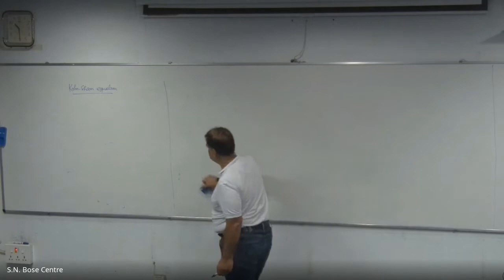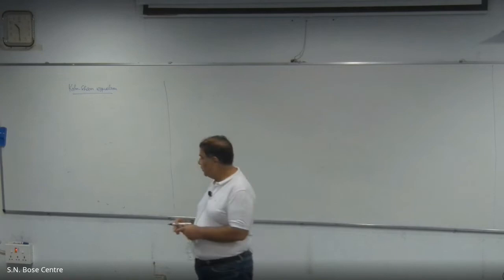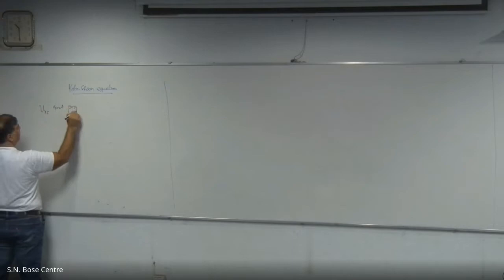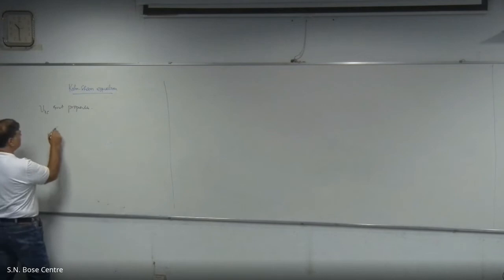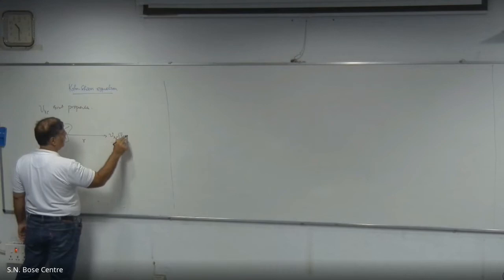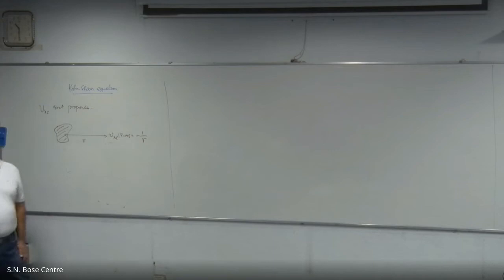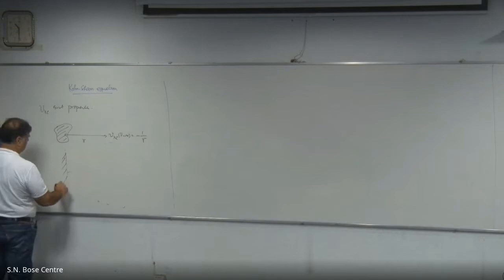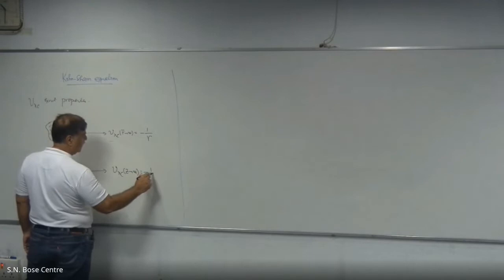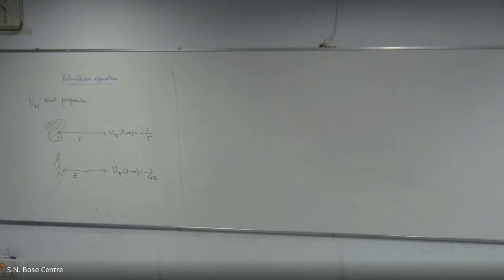Okay. Before that, I should also say some exact properties. It's just the asymptotic behavior. In a finite system, as you go to a large distance, VXC as R tends to infinity goes as minus 1 over R. For a semi-infinite system, like a metallic surface, at distance Z, VXC as Z goes to infinity goes as the image potential. I'll argue this, but you can prove it exactly.